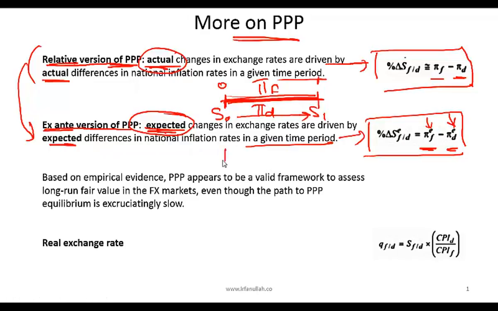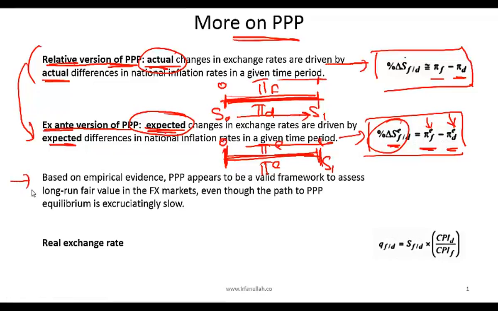Whereas the ex-ante version does the following. So if we are at time 0, then the ex-ante version is trying to predict the expected value of S1. So that is this expected value, or more specifically, it is predicting the expected change in the rate sitting at time 0. And that expected change is based on the expected inflation numbers in the foreign currency and the domestic currency.